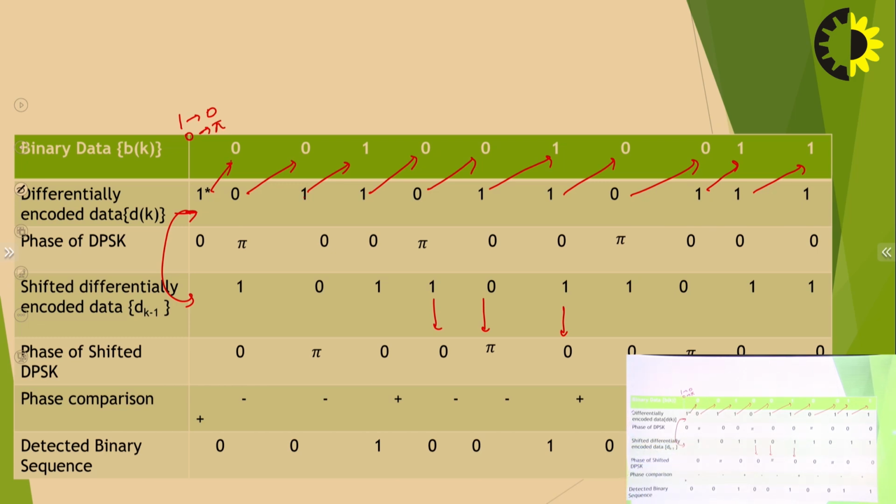Then the phase comparison. The phase comparison is you are just comparing these two phases. So for this the phase is different, so you just write minus. Phase is different, minus. Phase different, minus. Phase same, 0 0, plus. Then minus. Again the same, you are creating this table. If the phase is same, you are providing plus. Phase different, you are providing minus, right?